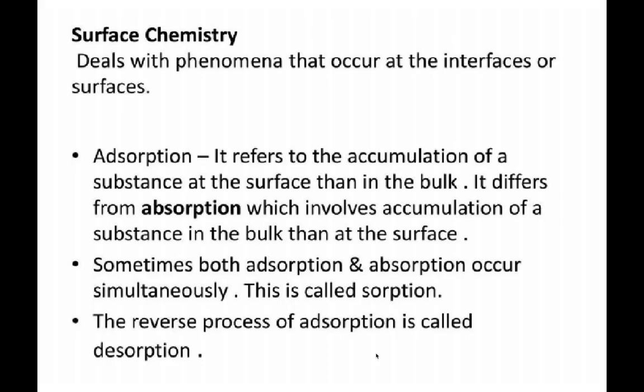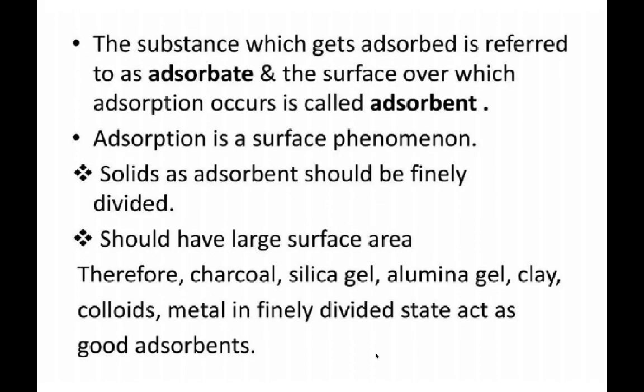As I already said, surface chemistry deals with the phenomena occurring at surfaces, and we also had a quick look at what is meant by adsorption, which occurs at the surface more than in the bulk and involves accumulation of a substance at the surface. This is different from absorption. Absorption is accumulation of the substance in the bulk rather than at the surface, whereas adsorption happens at the surface. Always remember, adsorption happens at the surface and absorption happens in the bulk of the substance. Both of them can occur simultaneously.